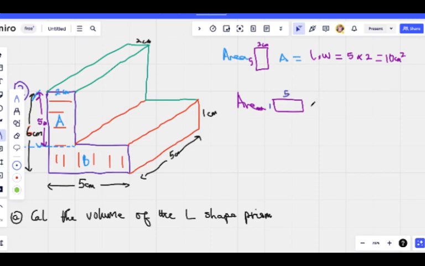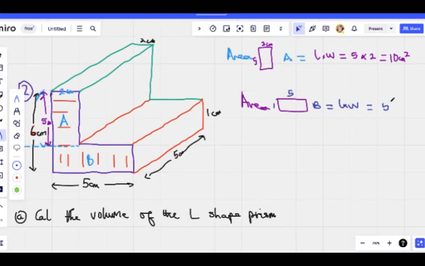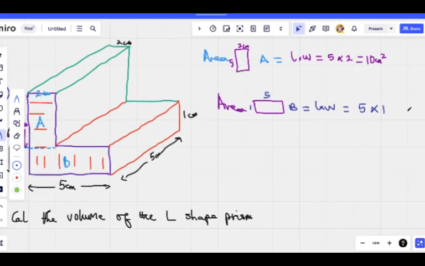So the area of triangle B is equal to length times width as usual. We write the formula just to show that we know what we are doing. We will not copy anyone in the exam. Once you write the formula, you're telling the examiner that you know what you're doing, that you're not writing from someone else. So it's 5 times 1, which is 5, right? So the answer is equal to 5.